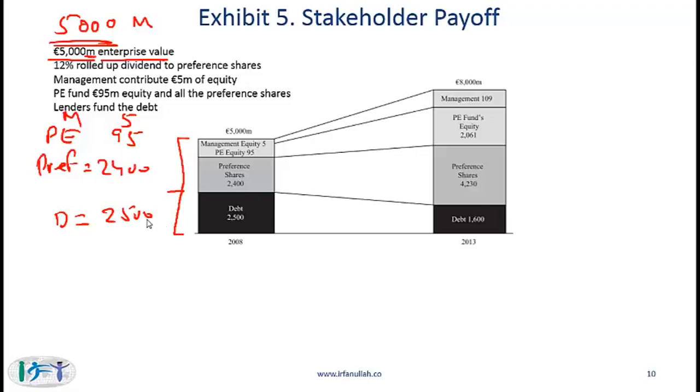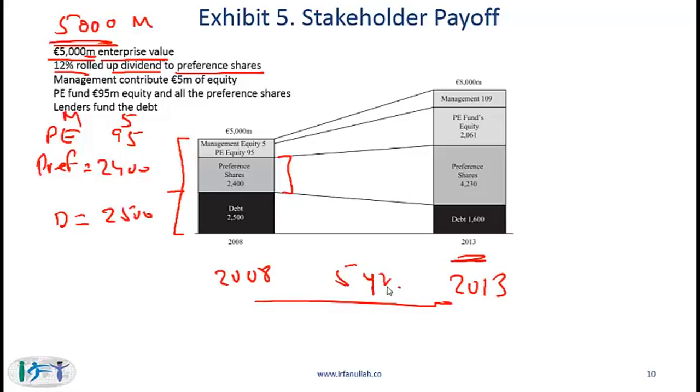Another point here is to recognize that the preference shares will obviously have a dividend, and that dividend is a 12% rolled up dividend to preference shares. What does that mean? This means that the dividend will not be paid over the life of the investment. If this investment has a 5-year life, it will be sold off in 2013. The investment was made in 2008, so this is a 5-year period.